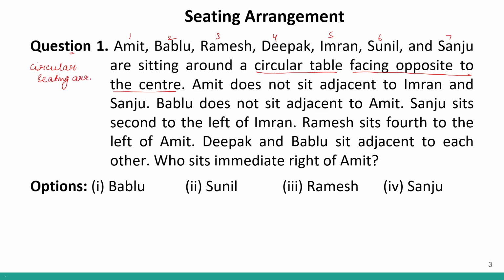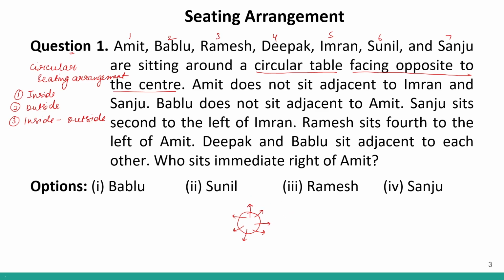Now in circular seating arrangement, I told you that 3 types of possibility is there. First type is that everybody is facing towards the center. That means everybody is facing the inside, correct? Second possibility is that everybody is facing outside, that means away from the center or opposite to the center. And third possibility is that some people are facing inside and some people are facing outside, correct? These are your possibilities. Now in this question, it is given to us that there are 7 people and everybody is facing opposite to the center. That means everybody is facing outside. So 7 people, 1, 2, 3, 4, 5, 6, 7 sitting in this direction, outside.